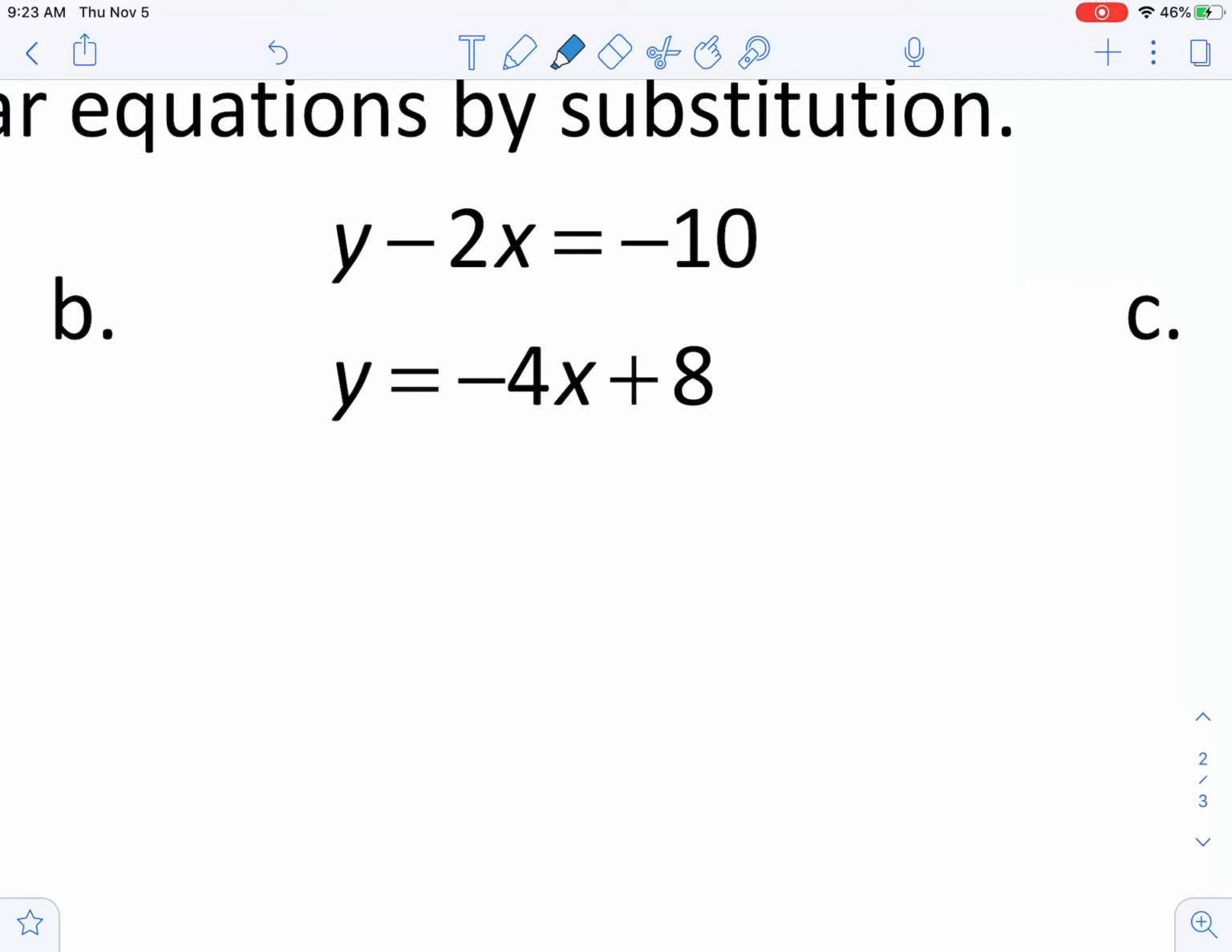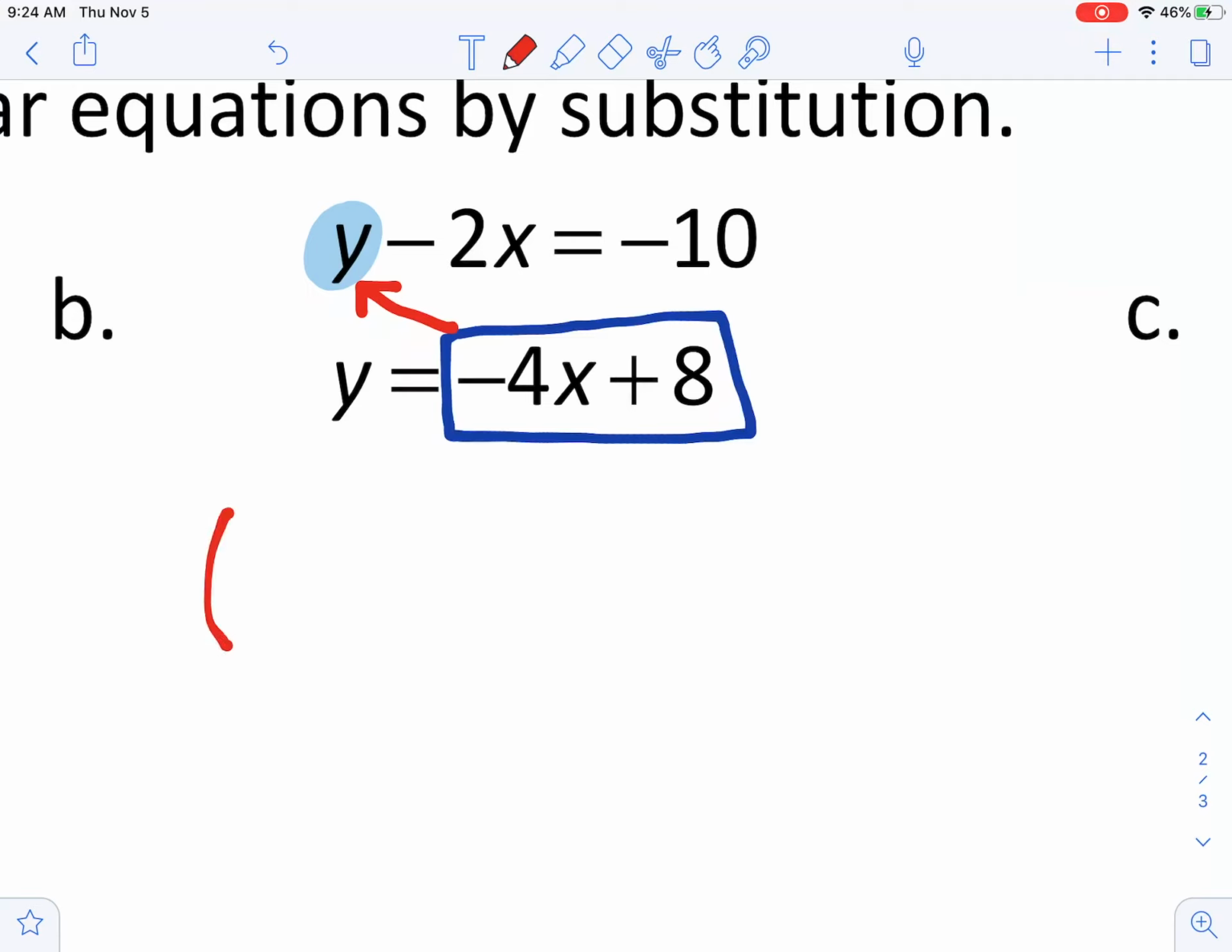If you have one equation that already has the variable by itself, this equation has y by itself, and we were told that y equals -4x plus 8. So that's a preferable time when you want to use substitution. So what do we do? Instead of the y, we are going to replace the y with what y equals. We're told that y equals something, so instead of the y, we put in that something.